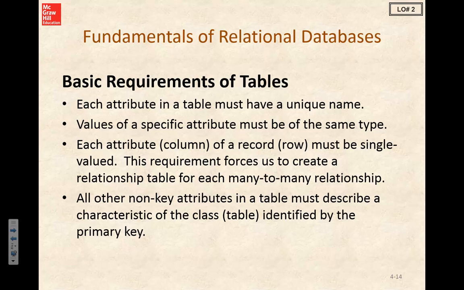Going into a few more basic requirements of your tables, each attribute in a table must have a unique name. The values of a specific attribute must be of the same type. Each attribute, being the column, or record, being the row, must be a single value. This requirement forces us to create a relationship table for each many-to-many relationship. And all other non-key attributes in a table must describe a characteristic of the class identified by the primary key.